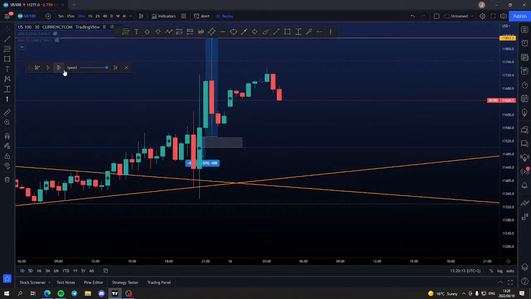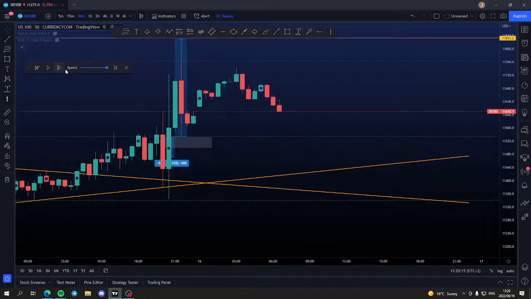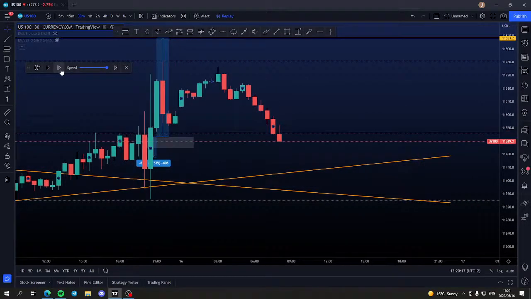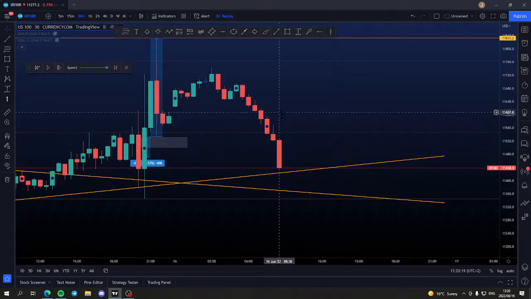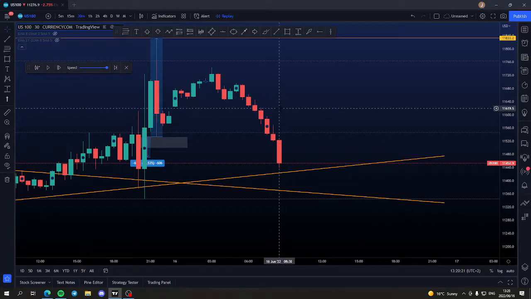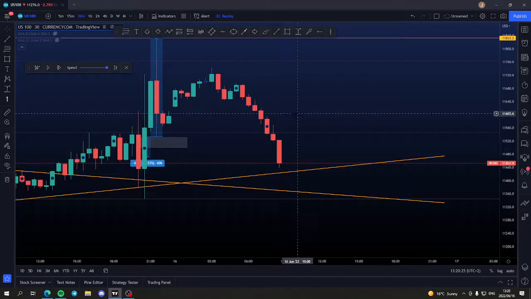And literally just before London opened, I got stopped out of my trade, right over there. Call it around 8:30-ish. I got stopped out of my trade. Cool. Now, this is my 2 cents I wanted to share with you guys, how I went about this trade and where I got stopped out.